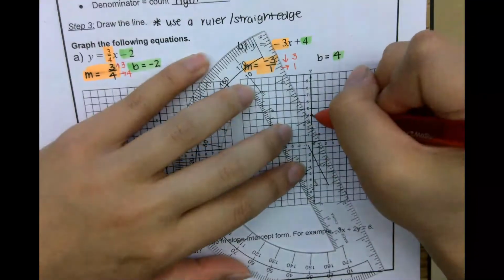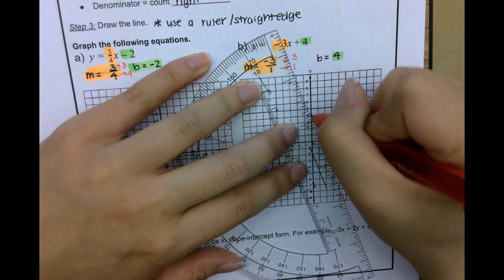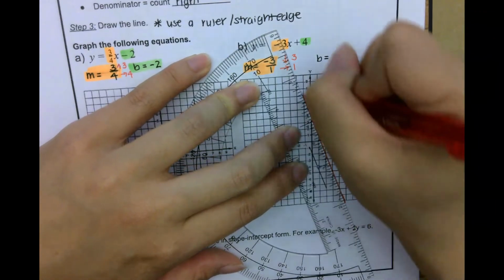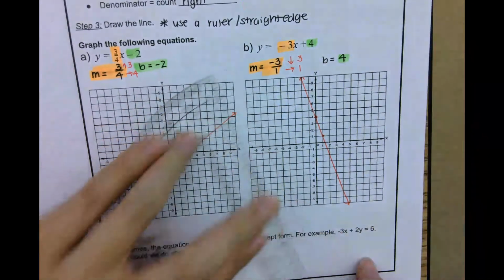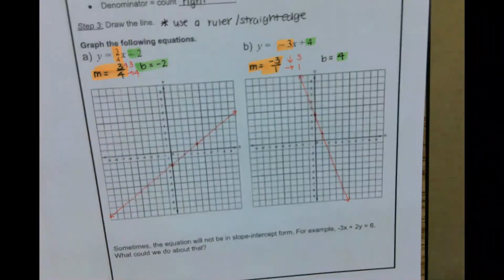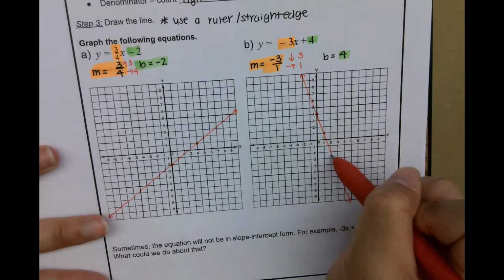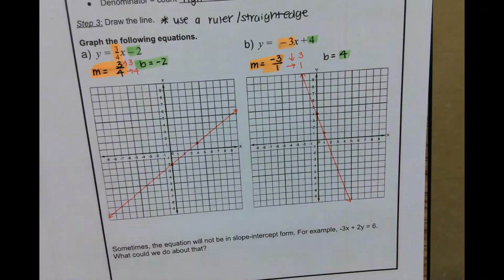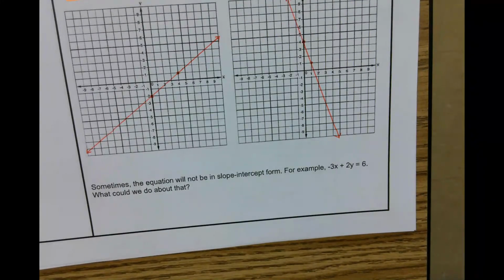So I'm going to connect my dots. Again, I'm telling you that as we get further and further away from those 2 dots, sometimes it gets less and less accurate. So please be careful, make sure it's right. Sometimes, to be careful, I would even do it a couple more times. There you go. Sometimes, though, the equation isn't in slope-intercept form.